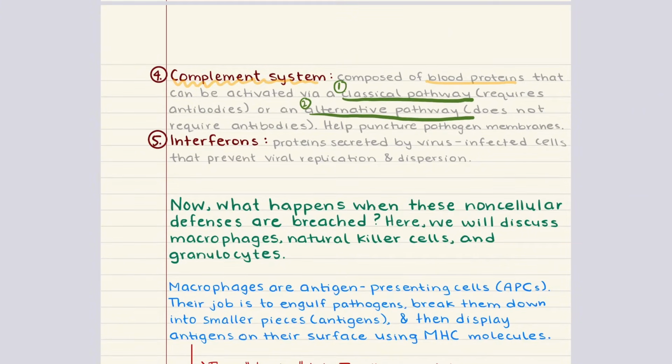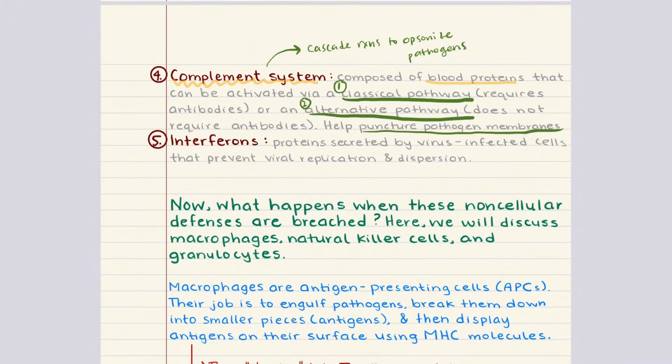Now, regardless of the activation route, the complement proteins are going to work through a cascade of reactions that can opsonize pathogens, and that's going to make them easier for immune cells to engulf, and then recruit additional immune cells to that site of infection and assemble the membrane attack complex. That's going to essentially puncture the pathogen's membrane and ultimately lead to its destruction.